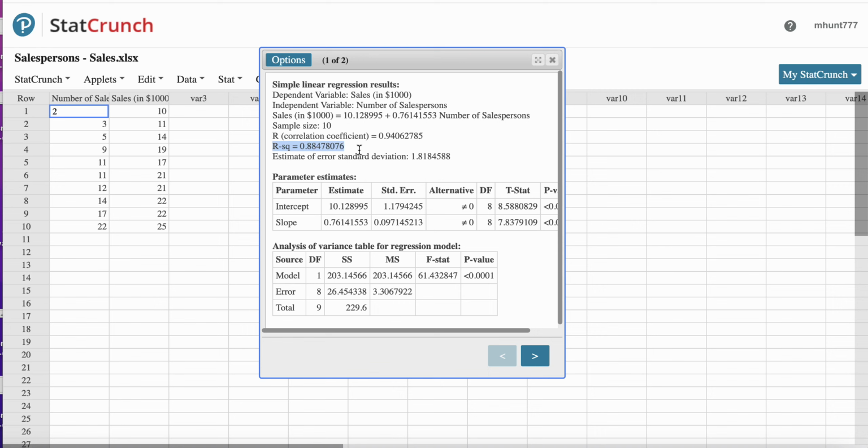And let's see, what else? What about interpreting the slope? The slope is 0.761-ish. So we need to convert that into thousands of dollars. So it's the change in Y divided by the change in X.